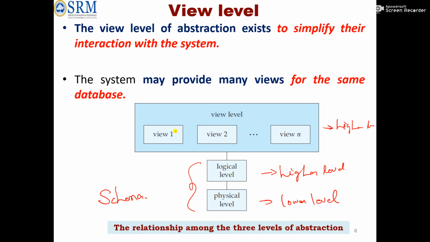Whereas there are so many end users trying to access this schema. Now, all the end users need not necessarily know the complete structure of the database. They should know only the part of the DB. Because of this nature, the view level has various sub-views. I hope you understand what is called the physical level, the logical level, and the view level.